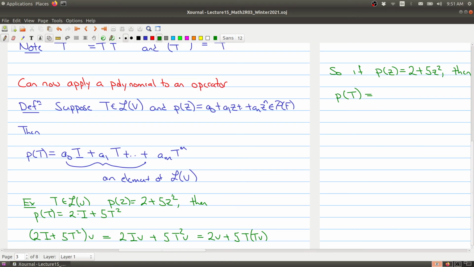Okay, so hopefully this helps. In the next part, I'm going to do a bit more of a detailed example to help you understand this idea of applying a polynomial to an operator.